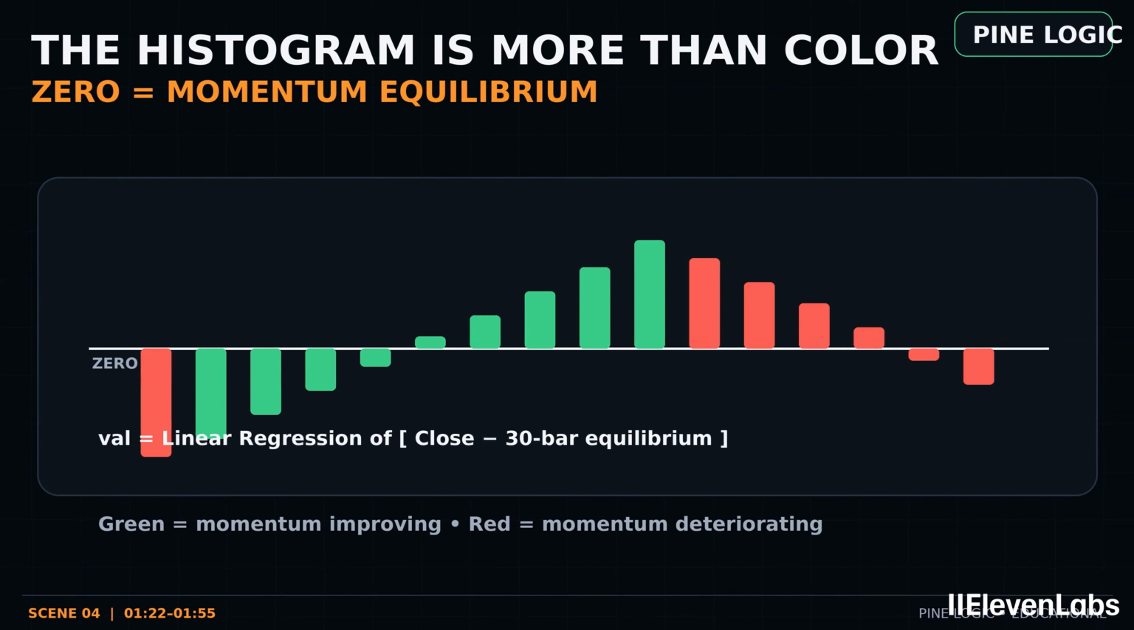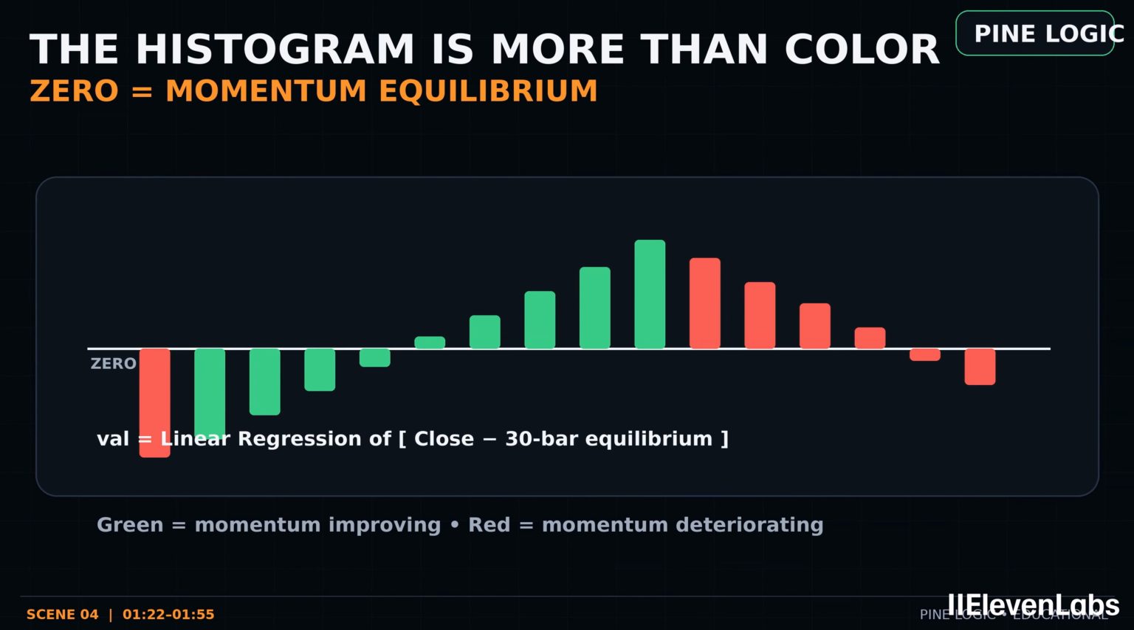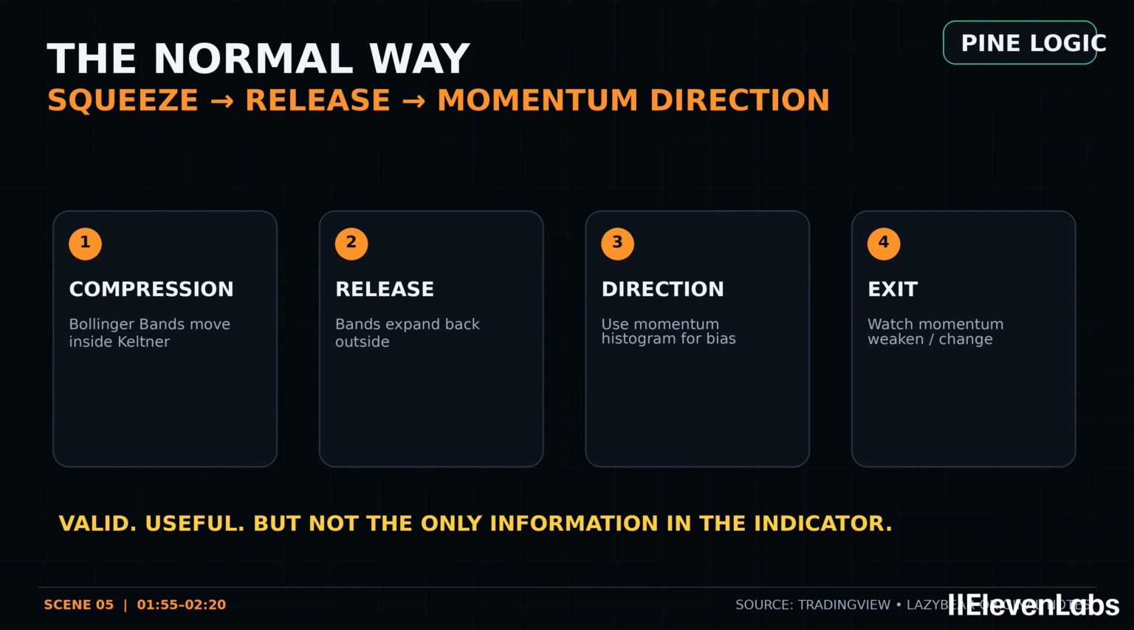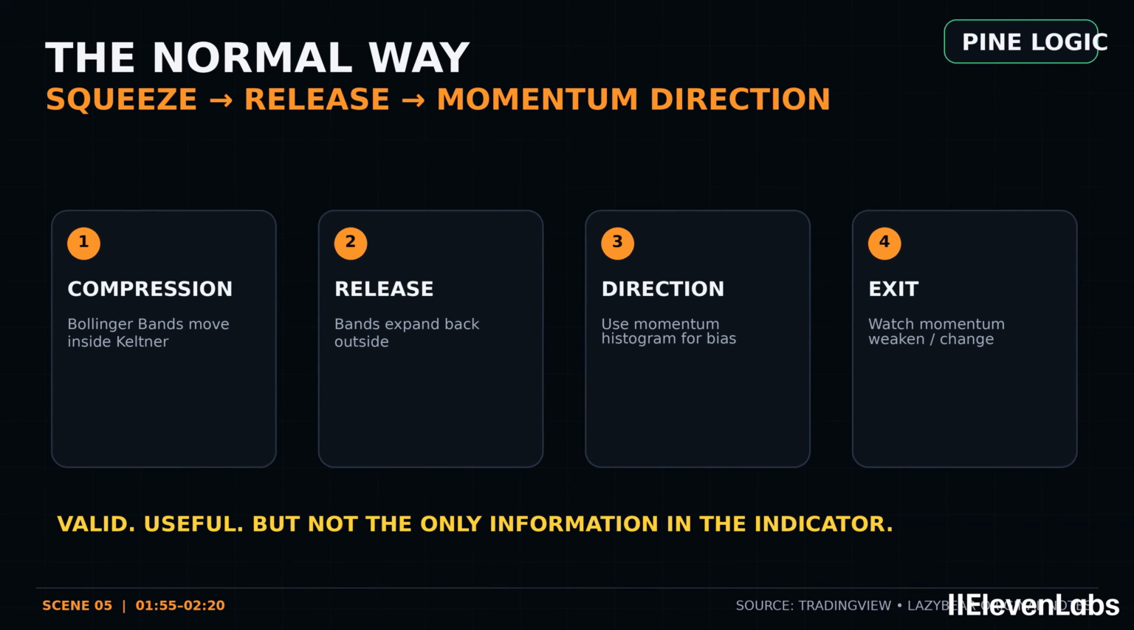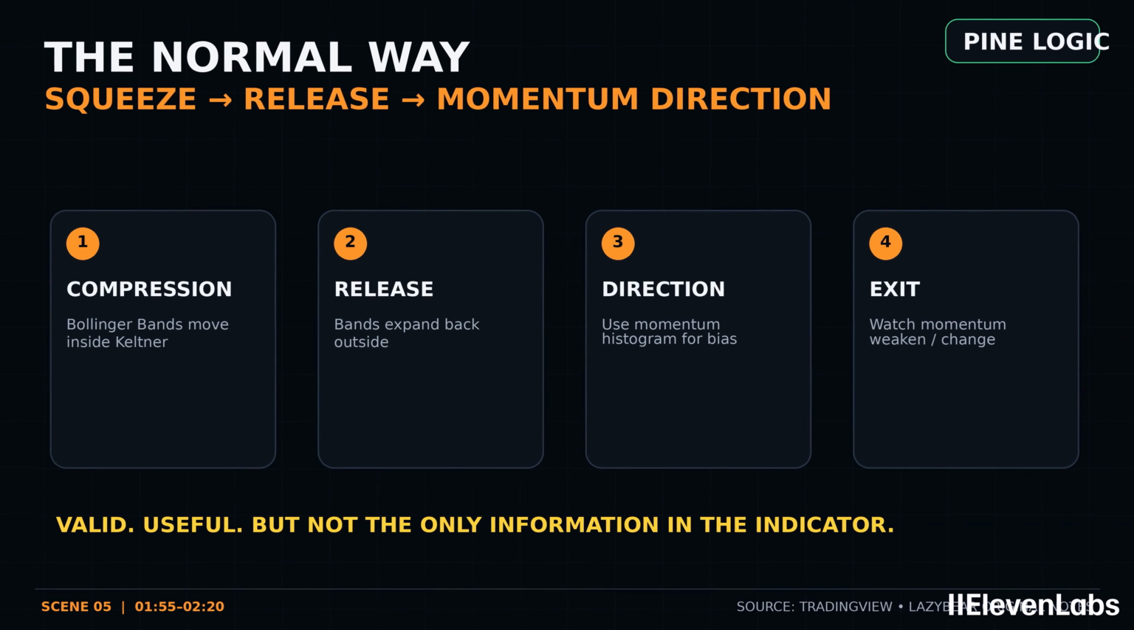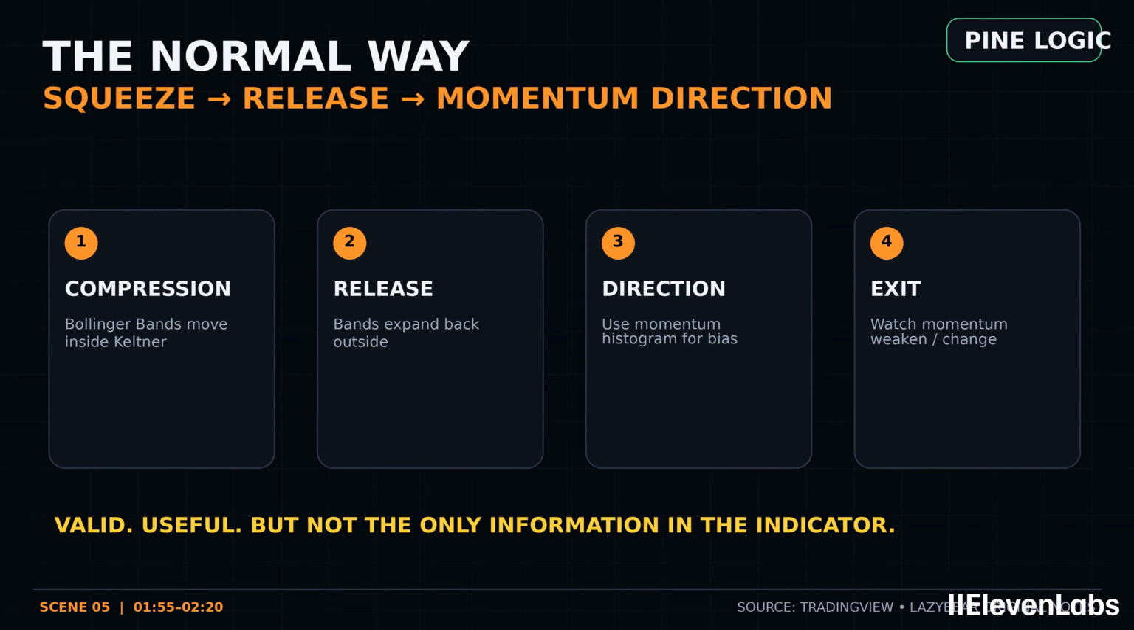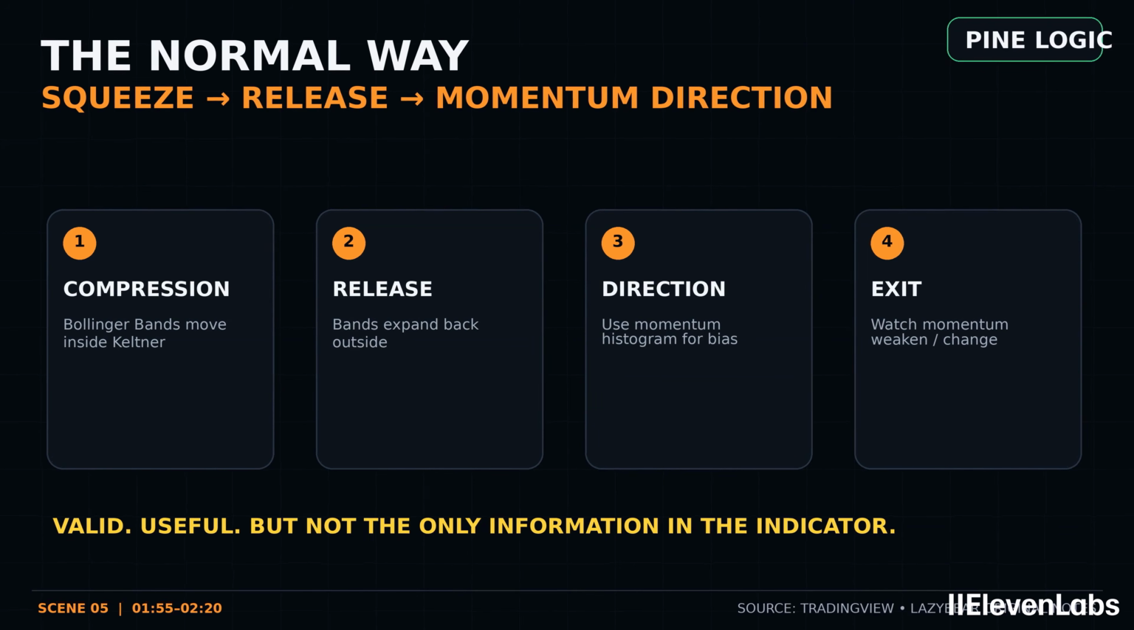The classic use is to wait for the squeeze to release, then trade in the direction of the momentum histogram. Lazy Bear's original notes describe the same basic idea. Wait for the release, use momentum for direction, and watch the histogram change for the exit. That is a perfectly valid way to read the indicator, but it is not the only way.